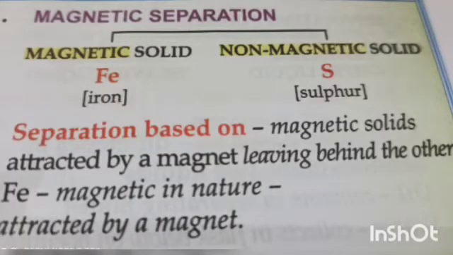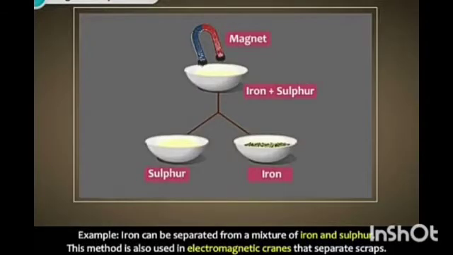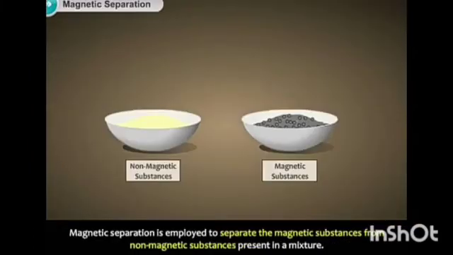Okay, now the next method is magnetic separation. This method is used for the separation of components of a mixture in which one of the components is magnetic. Iron is magnetic in nature, so it can be attracted by a magnet and you can separate it from any other component. Iron can be separated from a mixture of iron and sulfur, and this method is also used in electromagnetic cranes that separate scraps.